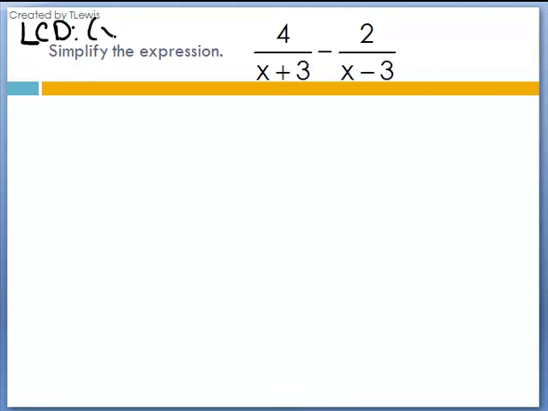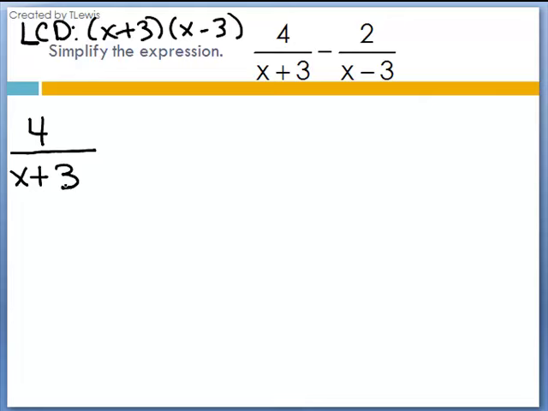We don't have anything that's in common, but we do have each expression, x plus 3, x minus 3. So that's our LCD. So we're going to convert each fraction into having a common denominator. Okay, so we wanted to say x plus 3, x minus 3.